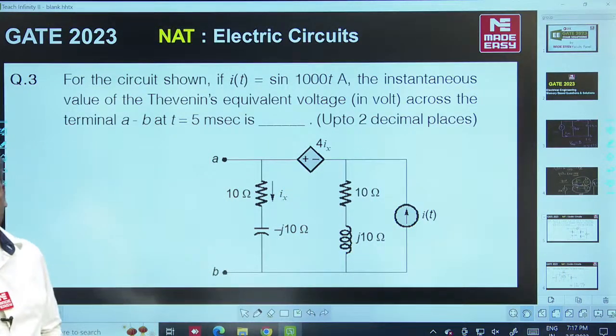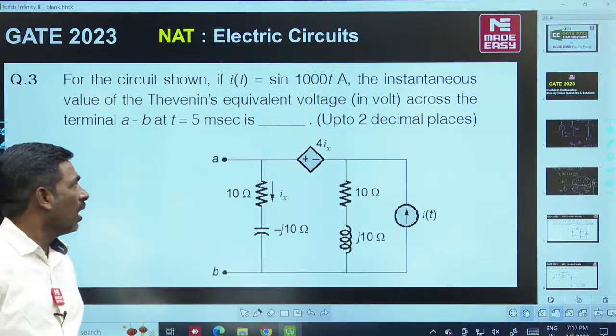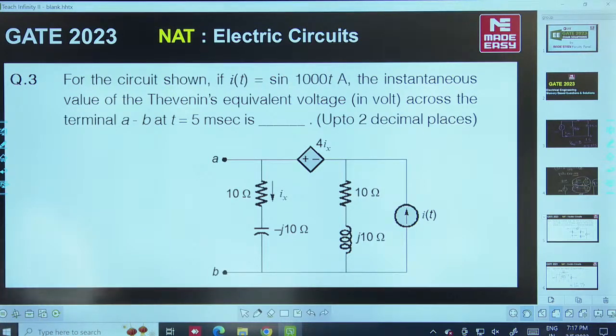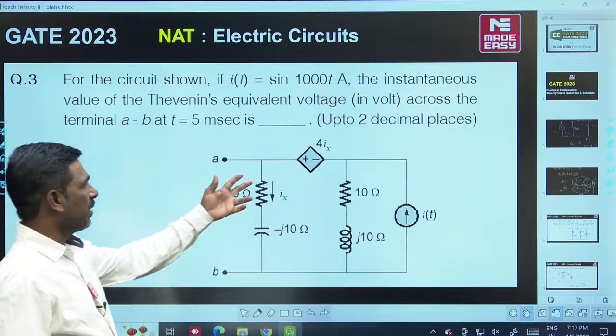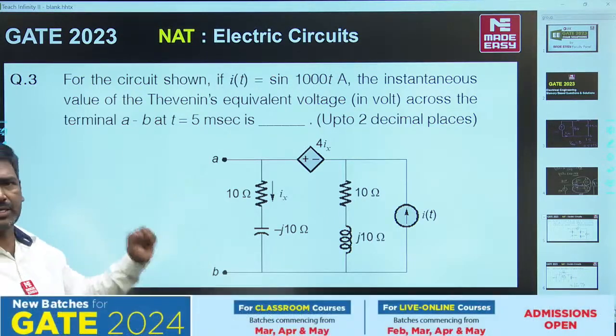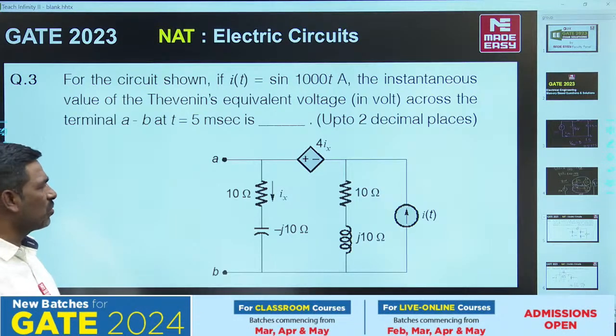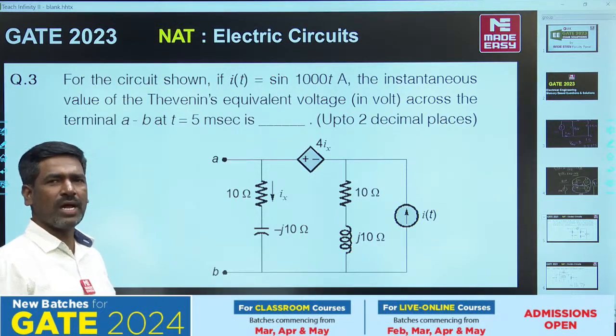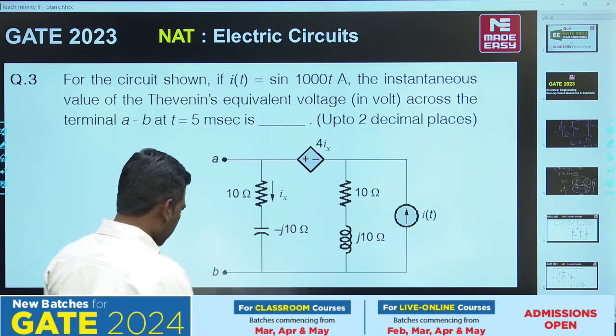Now this question is based on Thevenin's theorem. In this given circuit there is a dependent source and also an independent source. The only thing asked is VTH. Just apply source transformation, then Ohm's law, and it gives the answer now.